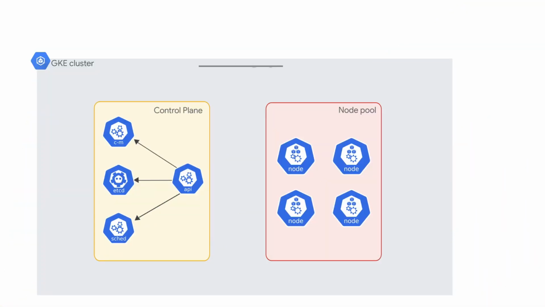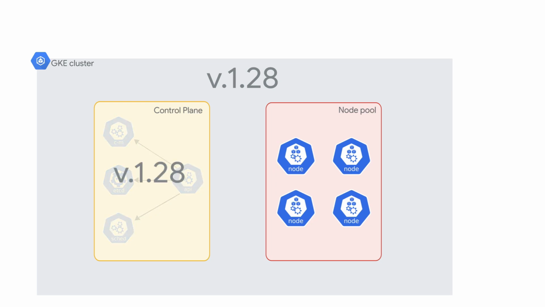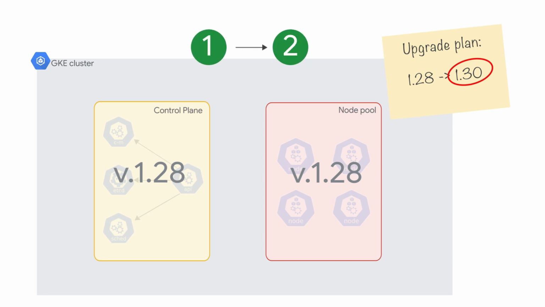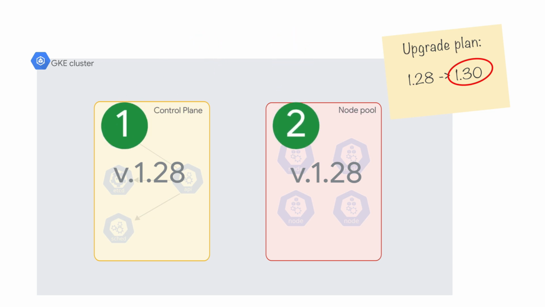Let's say your cluster is currently running on version 1.28, with both the control plane and node pools on 1.28. You decide to skip a version and upgrade your cluster to 1.30. To do this, you'll have to upgrade your cluster in 2 stages. First, you'll upgrade the control plane, and then the node pools.